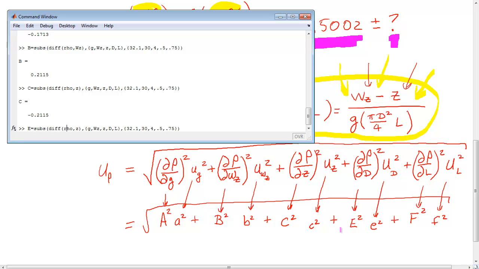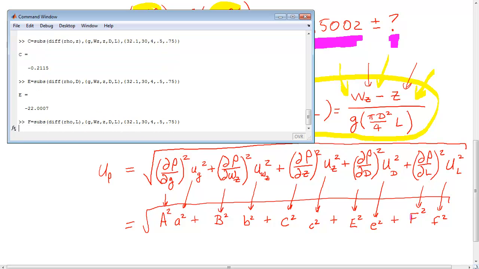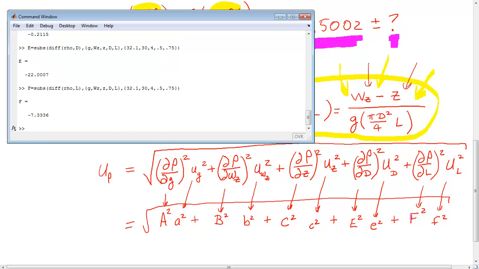Capital E, differential with respect to, and ironically, here's the D. So I'm taking the differential with respect to the capital D. Then I'm going to use my F out here and take its differential with respect to L. Alright, now I have each of my terms.